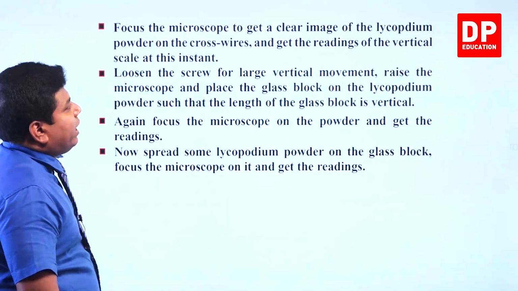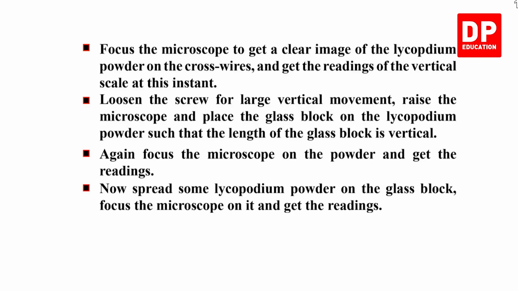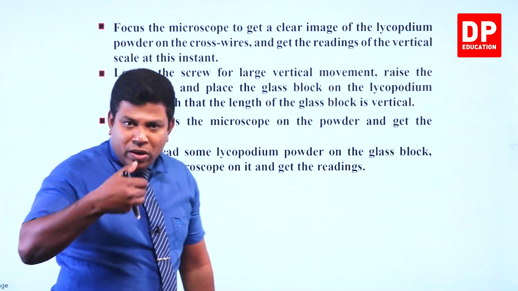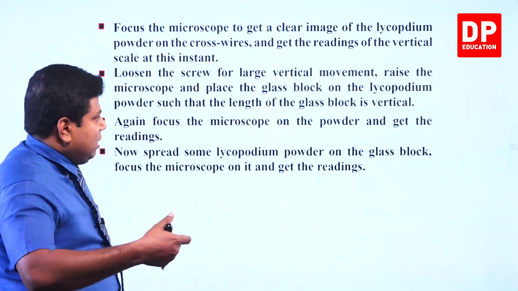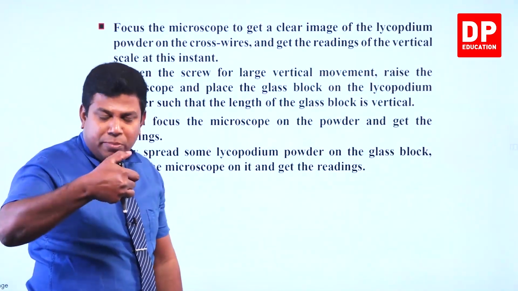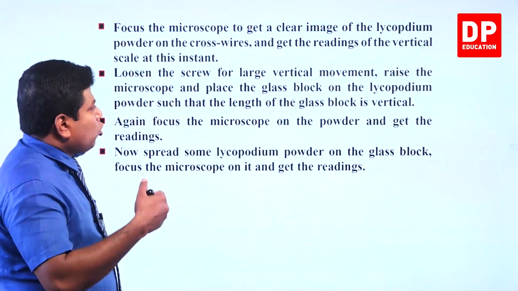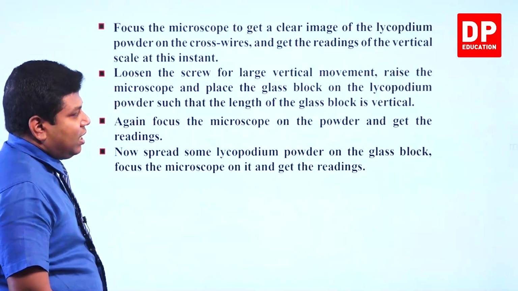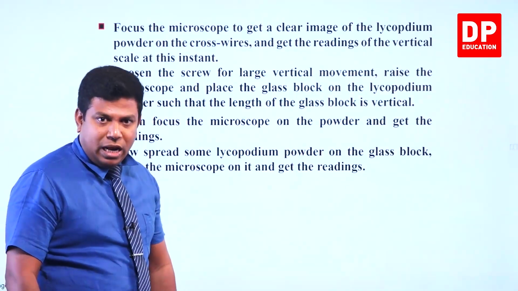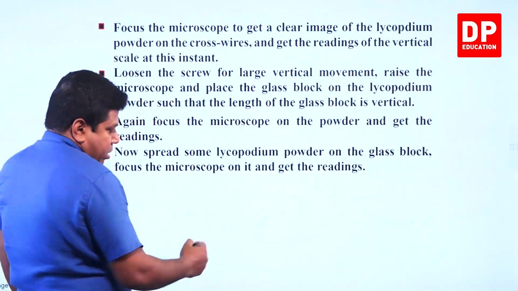Focus the microscope to get a clear image of lycopodium powder on the cross wires and get the readings of vertical scale at this instance. Then what you do, loosen the screw for large vertical movement. There is a screw to move the microscope vertically. So, loosen that screw, move that upwards, raise the microscope and place the glass block on the lycopodium powder such that the length of the glass block is vertical. Right, I'll show you, see.